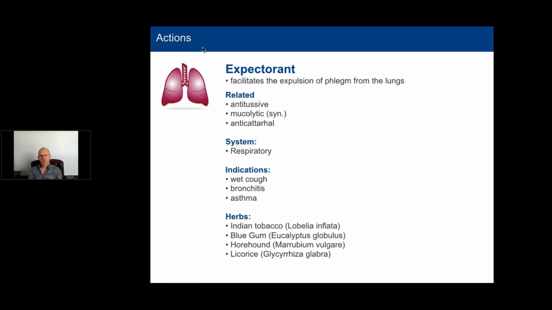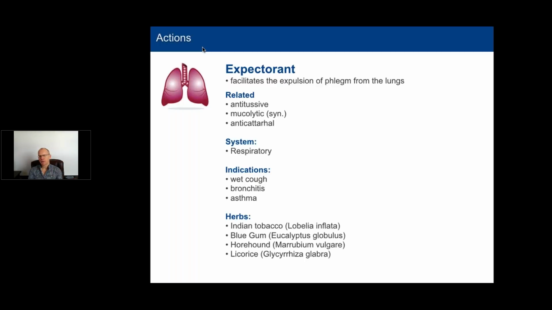Now, an expectorant may or may not be related to the demulcents. An expectorant is an herb that helps to facilitate the expulsion or the removal of phlegm from the lungs. And there's a few different ways that it can do that.